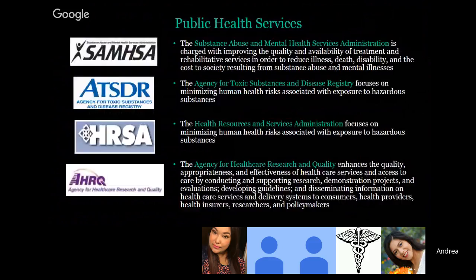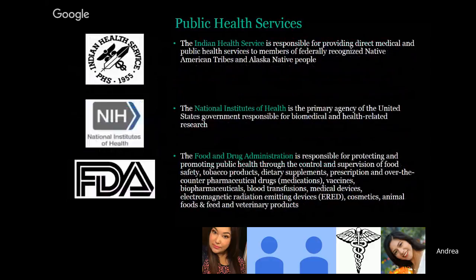The other 8 are the Public Health Service, Substance Abuse and Mental Health Services, Agency for Toxic Substances and Disease Registry, the Health Resources and Services Administration, Agency for Healthcare Research and Quality, the Indian Health Service, the National Institutes of Health, and the Food and Drug Administration. Now, I had actually only heard of a few of these, so it was kind of surprising how many were actually under Health and Human Services.